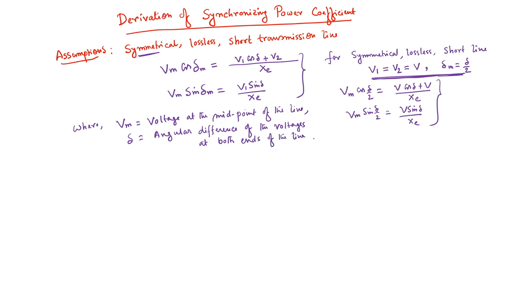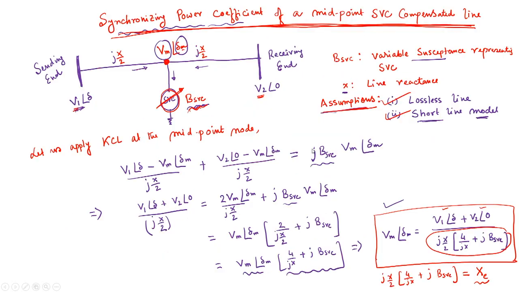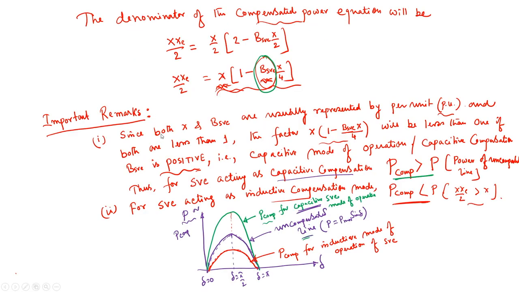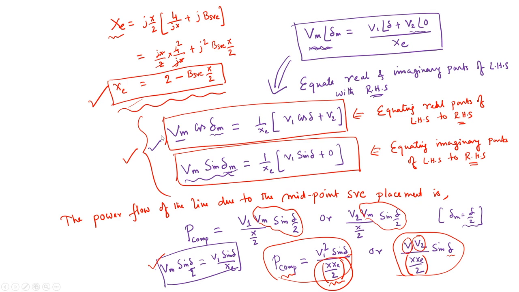If you can recall the single line diagram that I had drawn, the sending end voltage was V1 at an angle delta, and the receiving end voltage was V2 at an angle 0. So, the angular difference between the sending end voltage and the receiving end voltage is delta, which is easy to understand. Okay. And we also have derived the expression for xc. If we go back and see, xc is equal to what?